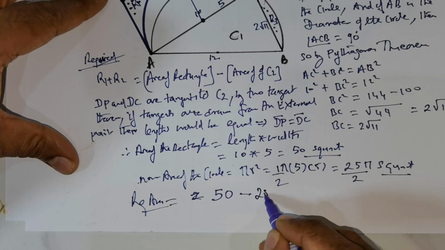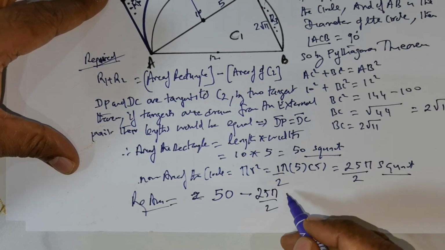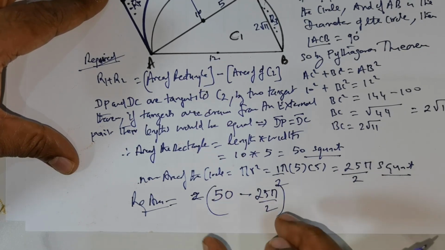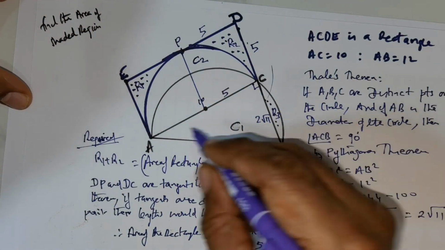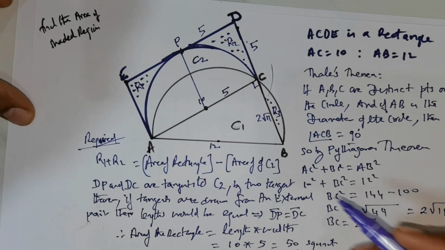Okay, so this is 25 pi over 2. I'm not going to do anything with it yet because we need to add this region, since we have to find R1, R2 and R3. So how are we going to get this region? Now finally we need to obtain region 3. Now let me go back to the figure.